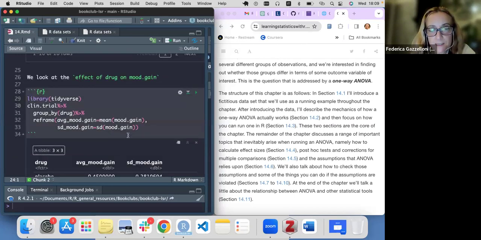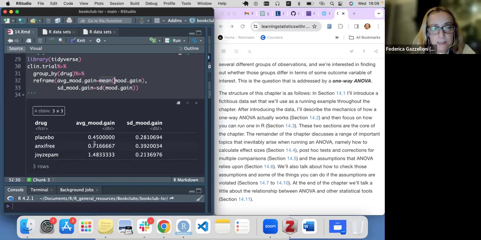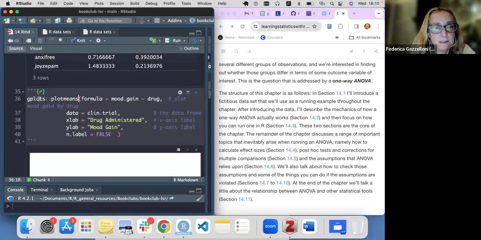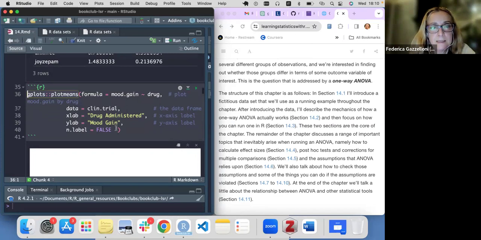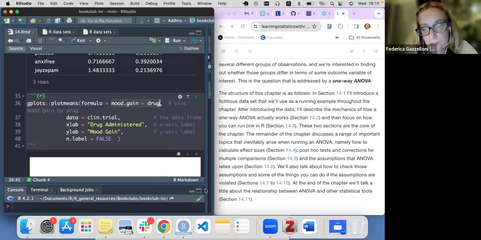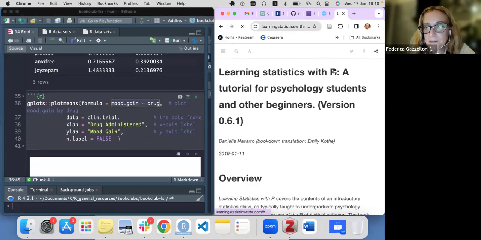Okay, but for our purposes we can consider the mean and the standard deviation, for example, and so we can see the different values. I've used the tidyverse, grouping the data frame, and then it uses this ggplot package to plot the means. And so we can just apply this formula, the mood gain. Without losing the purpose of this book, I'd like to stop for a second and remind ourselves that what we are doing here is a tutorial for psychology students.